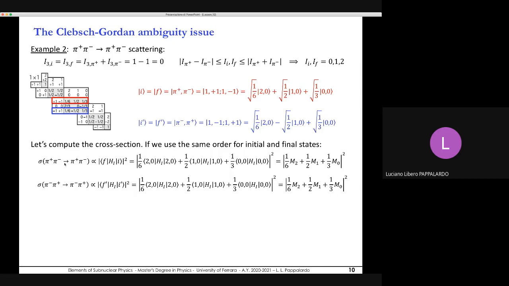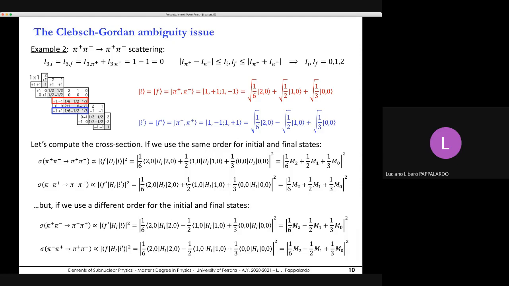So again, let's take, first of all, the same order for the initial and final state. So both direct or both inverted. And as you can see, nothing changes. So you get the correct answer in both cases, because the minus sign cancels in between here, because you take it twice. Again, if you take instead a mixed choice, so a different choice in the order for the initial and final state, you get a minus sign here, and so you get a wrong answer for your cross-section prediction.